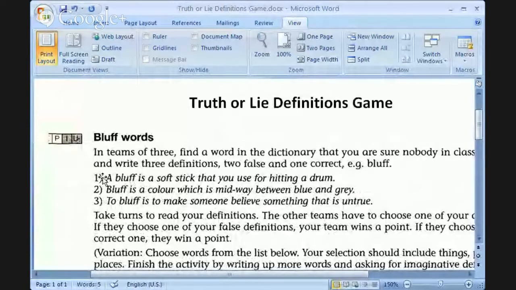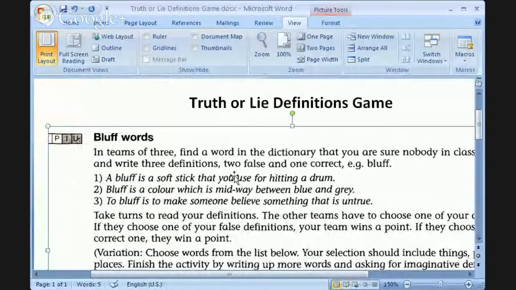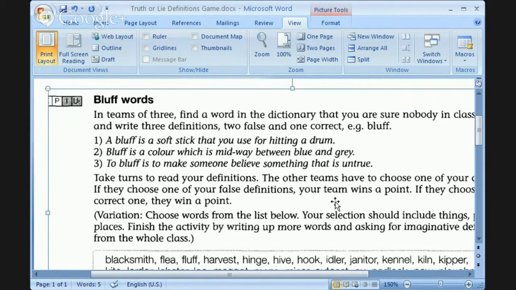Okay, this will be speaking, but for example, you see here, the word bluff. So the student will say, okay, definition 1: a bluff is a soft stick that you use for hitting a drum. 2. A bluff is a color midway between blue and gray. Okay. Completely made up answers, two of them, and one answer, of course, number 3, it would be correct. To make someone believe something that is untrue is a bluff. Okay, that's basically the idea.